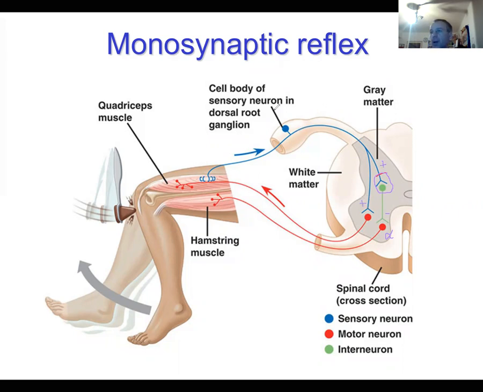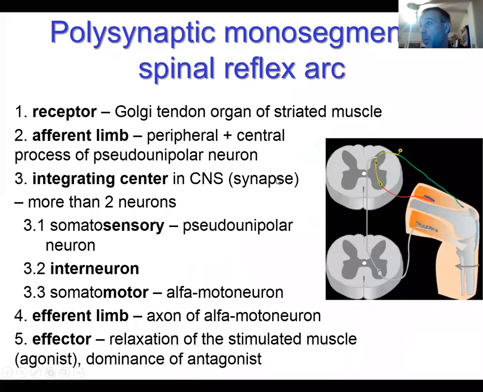So you can see that the whole reflex is composed of this classical monosynaptic reflex, by activating the alpha motor neuron of the quadriceps, but via an inhibiting interneuron inhibiting the antagonists. So this we call monosegmental spinal reflex, but polysynaptic. Polysynaptic means that in between we have an interneuron. So it stays the same. So still we have receptor, afferent limb, we have a center, we have efferent limb and effector, but we have more than two neurons. More than two neurons, so we have this interneuron here. So this is anatomical basis for understanding reflexes.